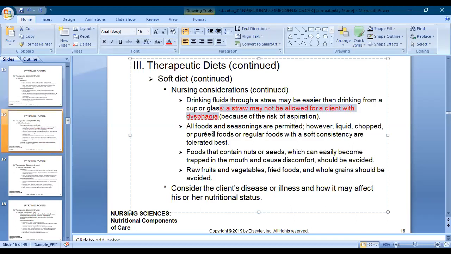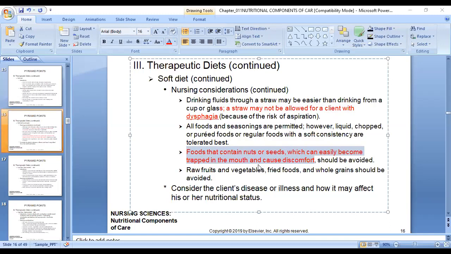All foods and seasonings are permitted, except food that contains nut. This is what I was looking for. Food that contains nut or seed can easily become trapped in the mouth and cause discomfort. It is very dangerous to give seed or nut to children. It may go into the nose or respiratory tract and cause a blockage, a big accident. Raw fruits or vegetables, fried foods, or whole grains should be avoided. Also consider the client's diagnosed disease or illness and how it may affect them.